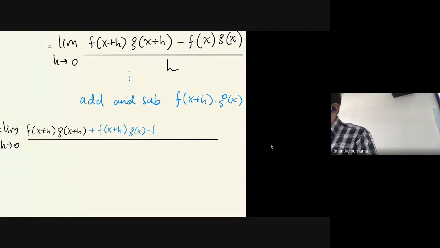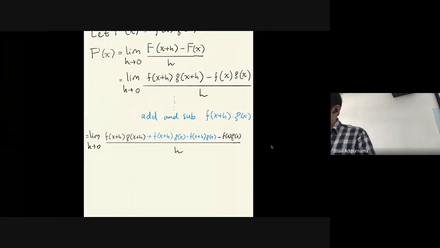And then minus the same expression. So plus minus, it should be okay, right? To add and subtract the same expression should be okay, right? But why do we need to add and subtract? Well, you will see later. And then the last part is f(x)g(x), and all divided by h. Now you have an expression here having four terms.